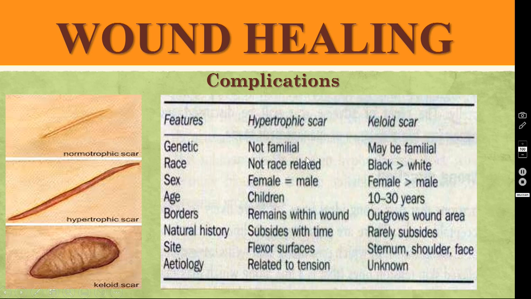The hypertrophic scar is common in children, whereas keloid is common in young age group, 10 to 30 years. Borders remain within the wound in hypertrophic scar, whereas in keloid scar, it outgrows the wound area. Usually, the hypertrophic scar subsides with time, but keloid scar rarely subsides spontaneously. The hypertrophic scar occurs usually over flexor surfaces. The keloid occurs over sternum, shoulder, and face.